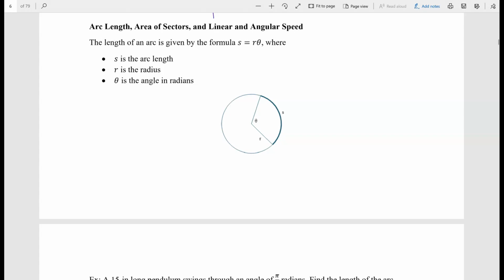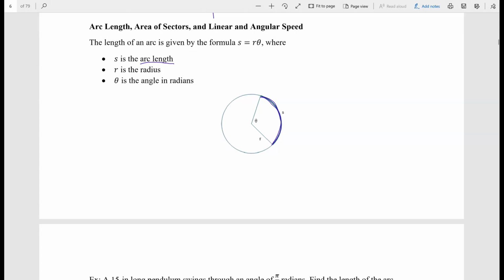So let's start off with the length of an arc. The length of an arc is given by the formula S equals R theta. Here S stands for the arc length, like the length of this particular arc. If we put a string here, how long is this guy? R is just the radius, theta is just the angle in radians. If I know what theta is and what R is, I can figure out the length of this particular arc. So let's just jump in with an example.